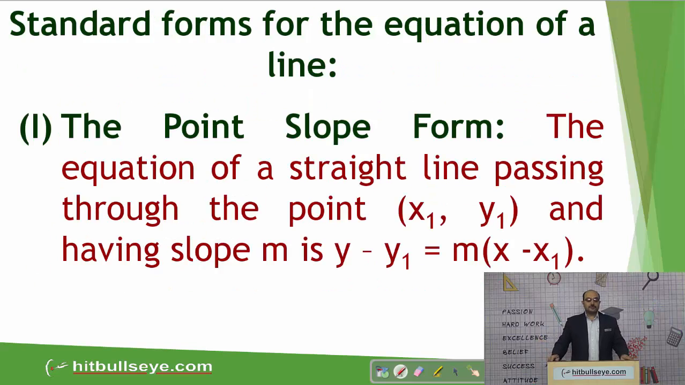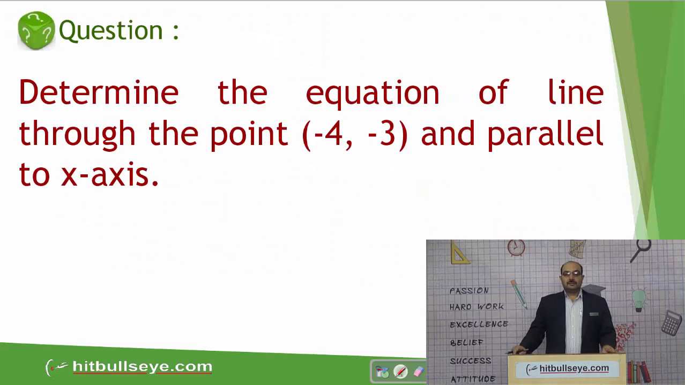So this is the first form of equation of a line, the point slope form. The equation of a straight line passing through the point x1 y1 and having slope m is y minus y1 equals m into x minus x1. So let's have a question on this.